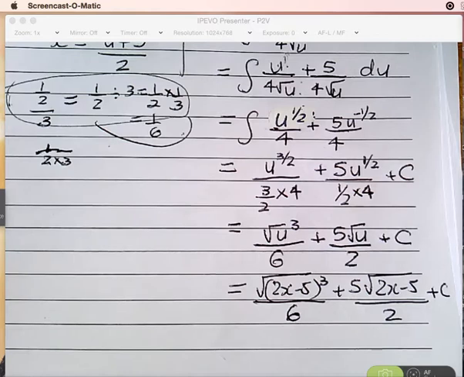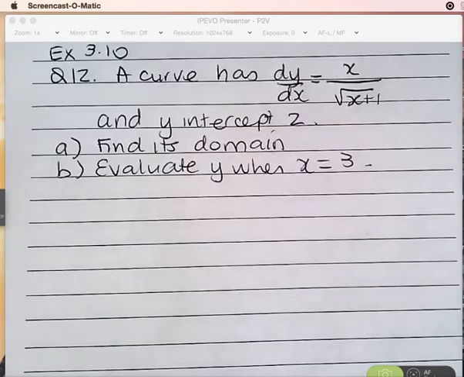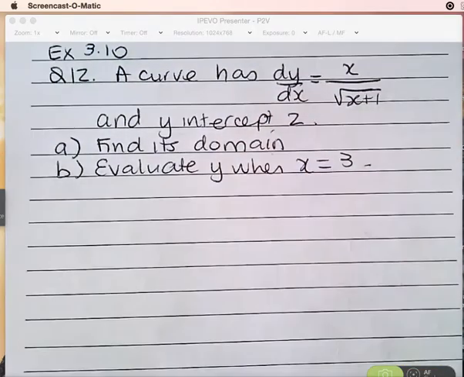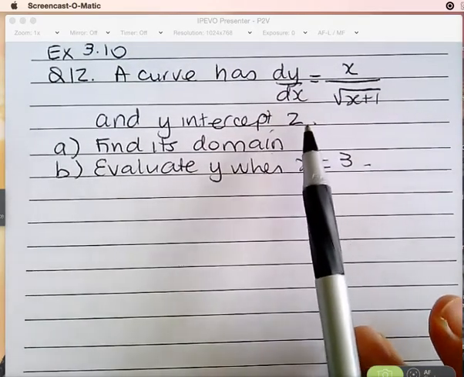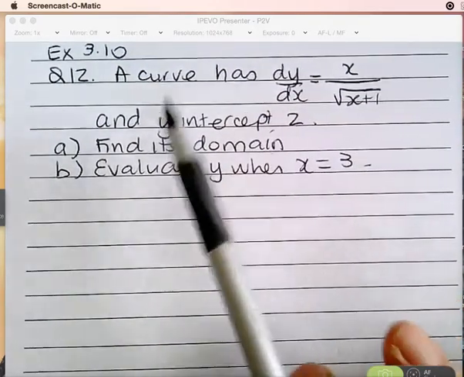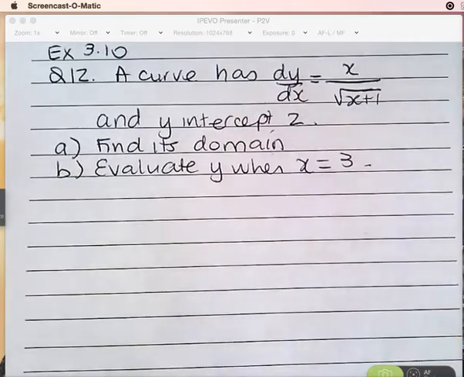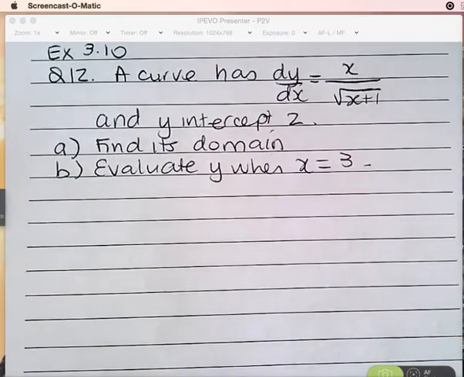The negative a half. Question 12 from exercise 3.10. A curve has dy dx equal to x over the square root of x plus 1, and it has a y-intercept of 2. By them telling you it's got y-intercept of 2, it's giving you a point on the original curve. Does that make sense?